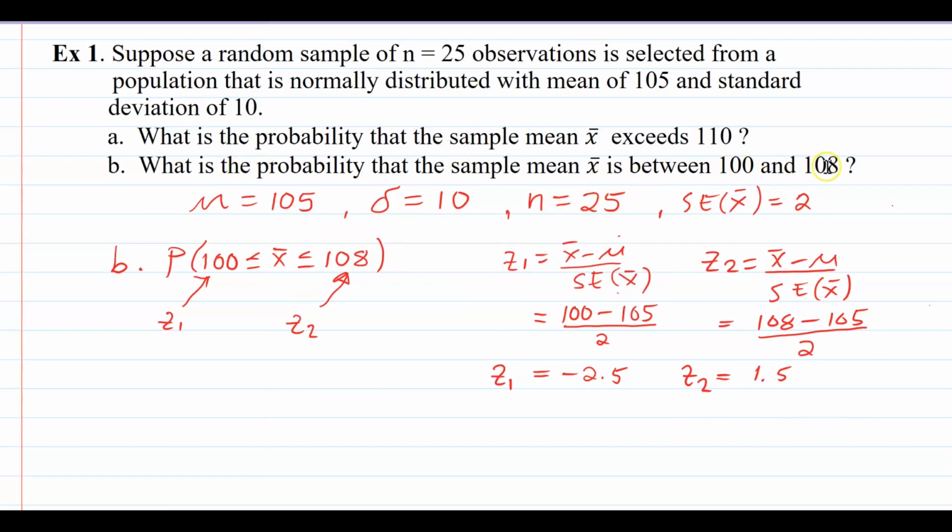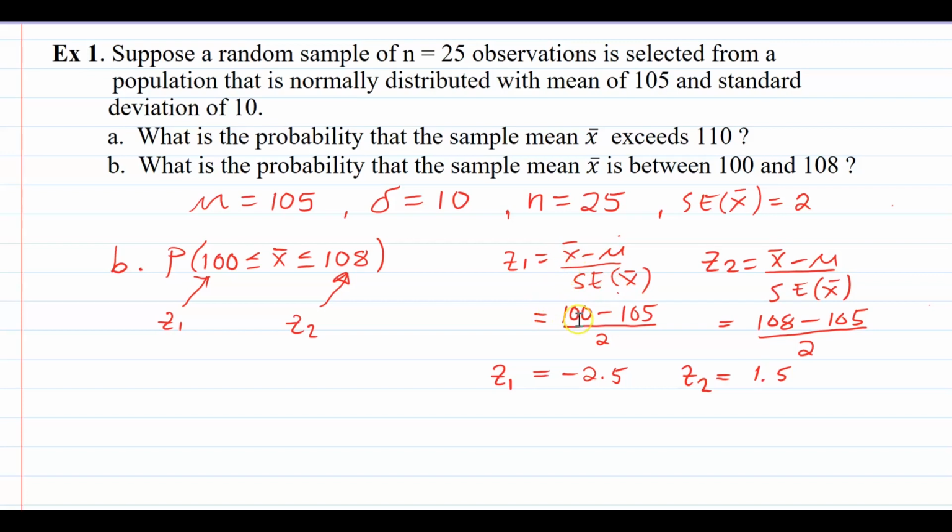Now for question B, we are asked to determine the probability that the sample mean x bar is between 100 and 108. So we set up the probability question in terms of x bar: the probability that x bar is between 100 and 108. Then we are going to calculate the z value corresponding to x bar equals 100, and we'll call this z value z1. Also we are going to calculate the z value corresponding to x bar equals 108, and we'll call this z value z2. For z1, we have x bar minus mu over the standard error of x bar.